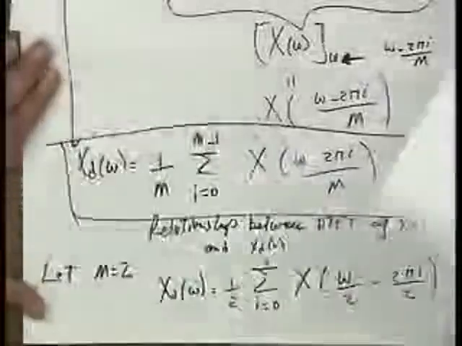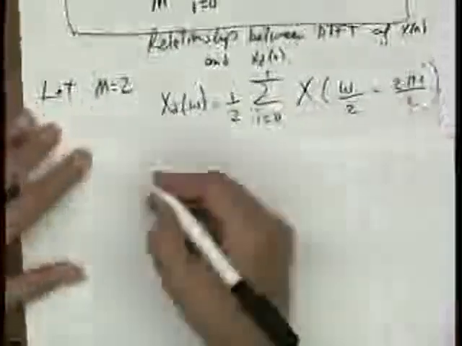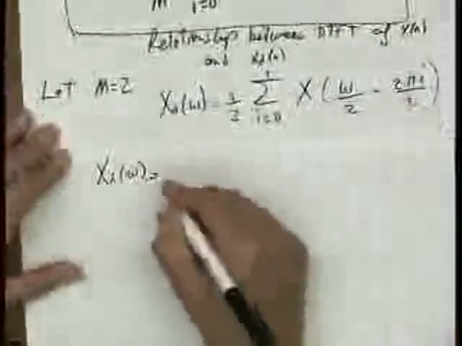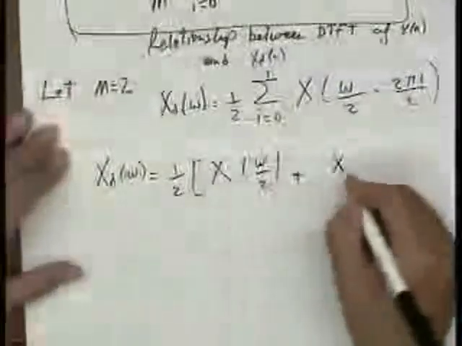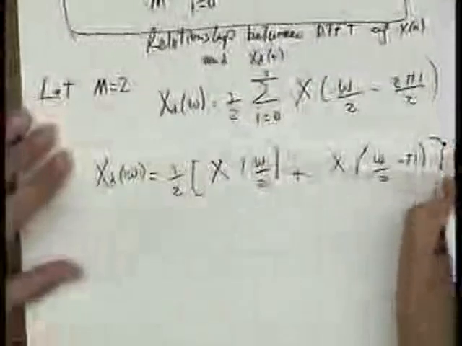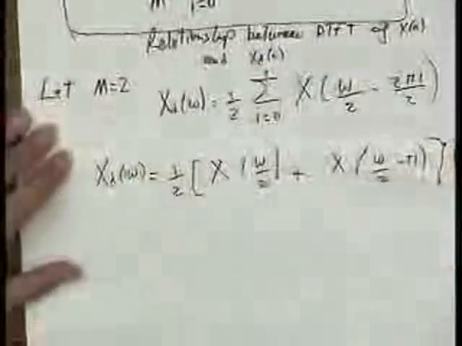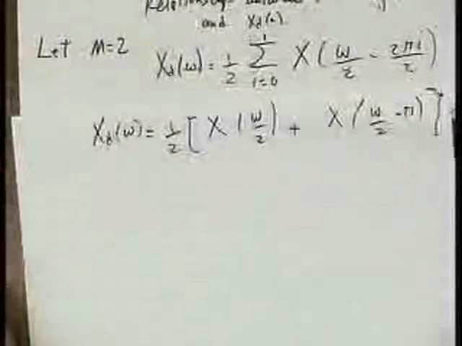And if I do that, let's simplify that. It's just two terms in this summation, so I get x sub d of omega is equal to 1/2 of x of omega over 2 plus x of omega over 2 minus pi. Okay? And let's see if I can show some pictures here.